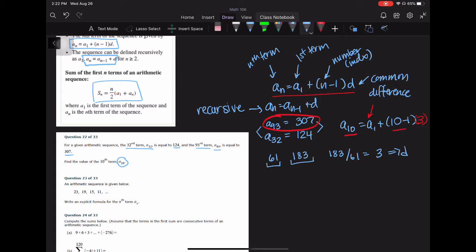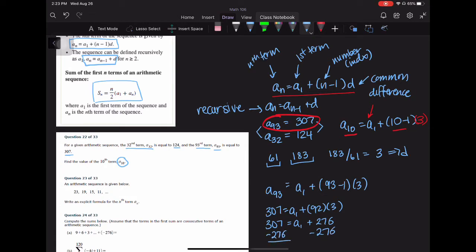Using that idea, I'm going to take the 93rd term, which is equal to the first term plus n, which is 93 in this case, minus 1, times a common difference of 3. Now, A93 is 307. 93 minus 1 is 92, times 3. We have 307 is equal to the first term plus 276. If I subtract 276, 307 minus 276 is 31. And that's our first term.